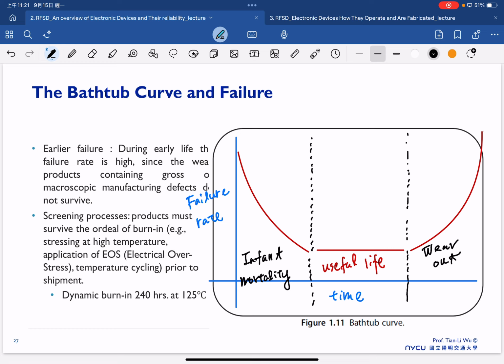And because of the shape of this curve, that's why it's called the bathtub, just like the bath that you have in your shower room.